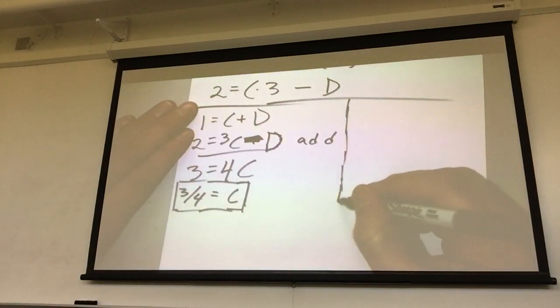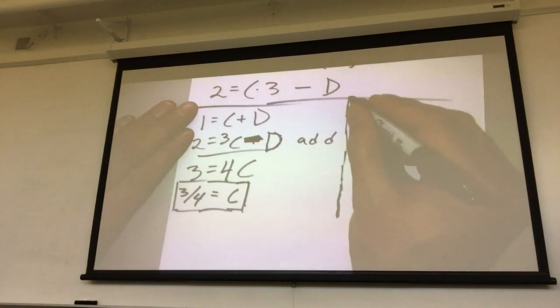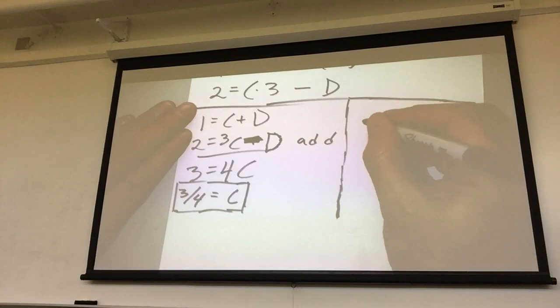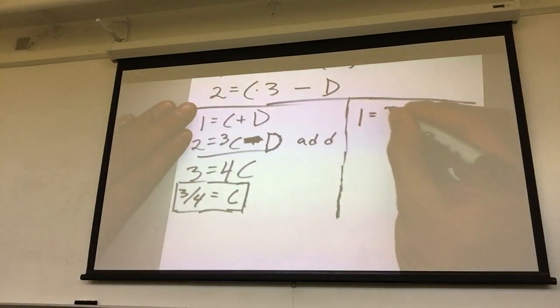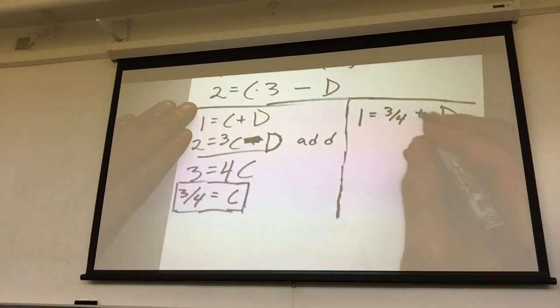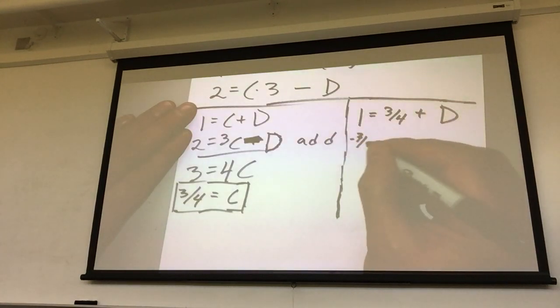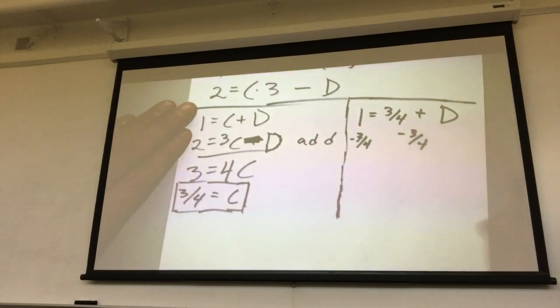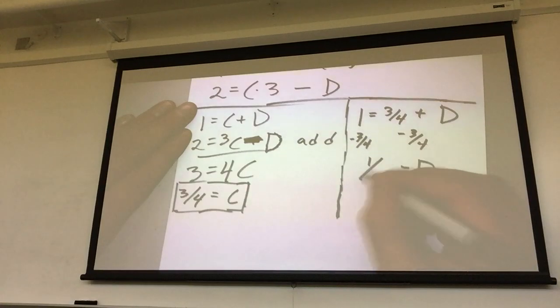And I don't want to waste a lot more paper, so I'm going to do this next part just right over here. Now that I figured out that C is going to equal 3 divided by 4, that means that 1 would equal 3 divided by 4 plus D, and then you just subtract 3 over 4 from both sides of the problem. And we're going to get that D is going to equal 1 minus 3/4, which is 1 divided by 4.